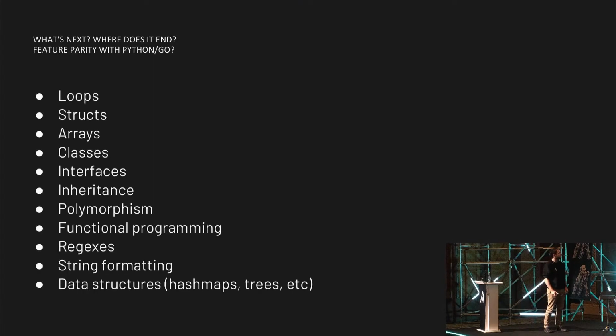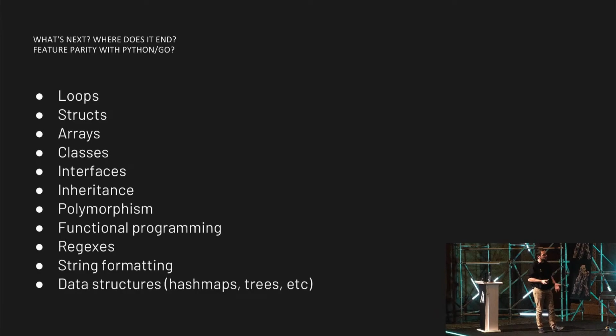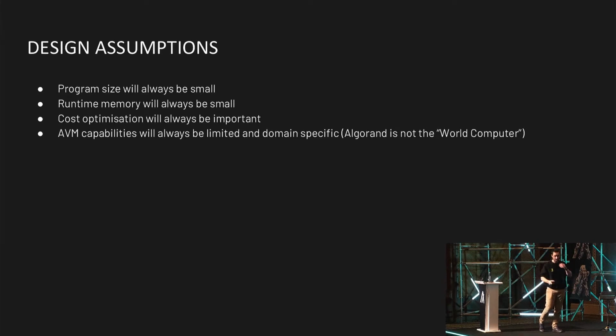So what's next? Where does it end? Well, probably we'd want to do stuff like loops and structs and arrays and classes and interfaces and inheritance and polymorphism and all the other stuff. Or would we? Is that really what we want? Do we want feature parity with Python or Go or other general purpose programming languages? Well, to answer those, we should go back to our design assumptions of what we were thinking of when we designed this language.